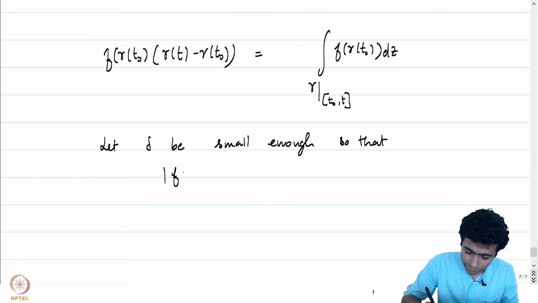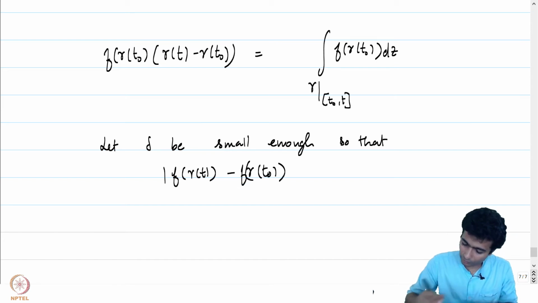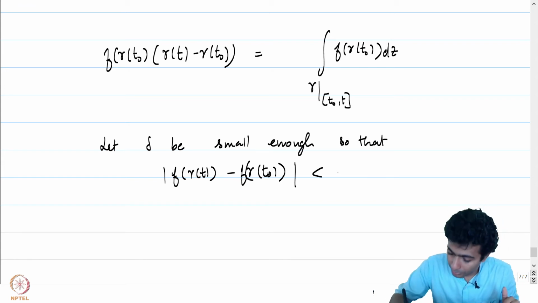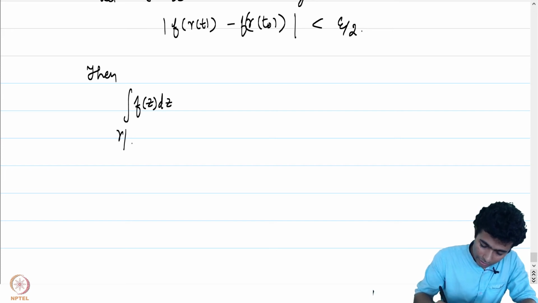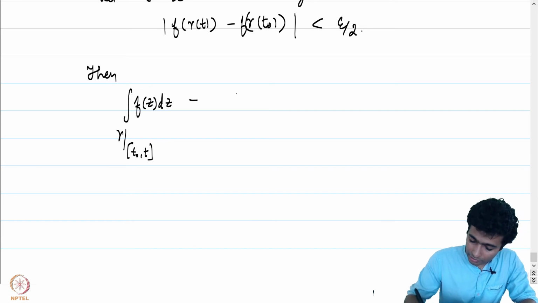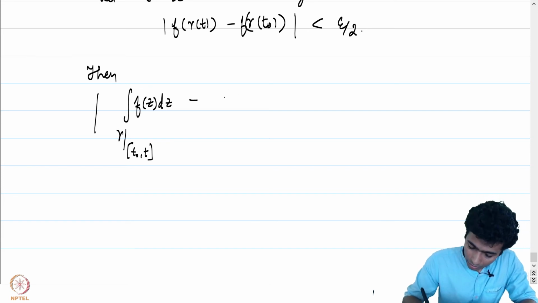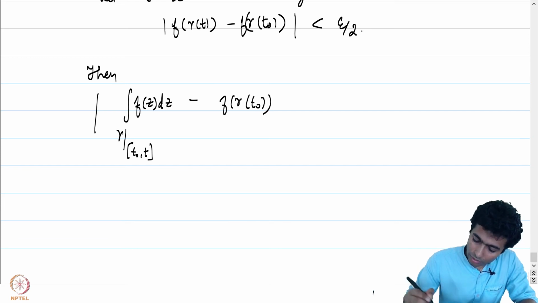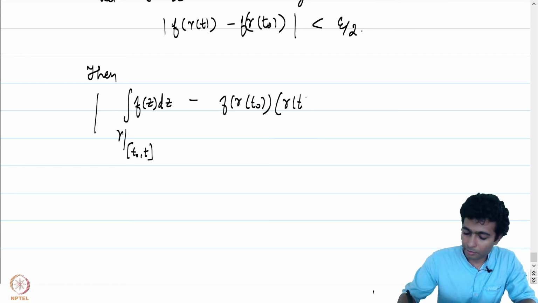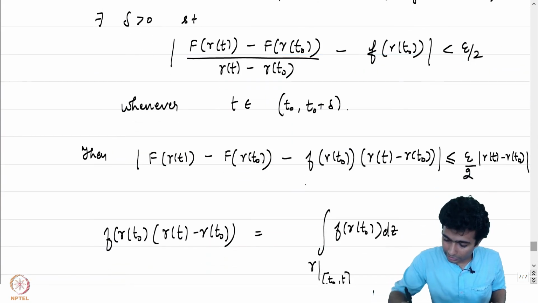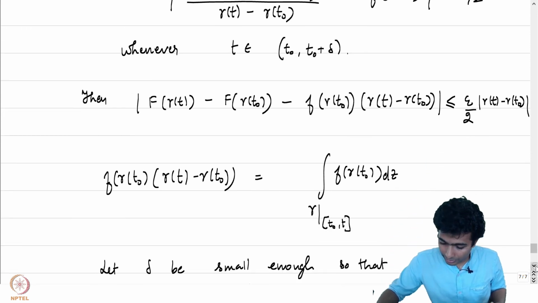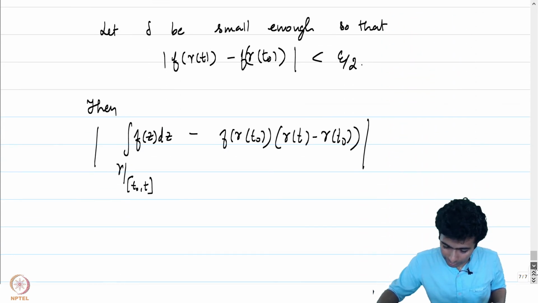the absolute value of f of gamma of t minus f of gamma of t naught is less than, say, epsilon by 2. Then what do we have? Then the integral of f of z dz over gamma restricted to t naught comma t minus the absolute value of this f of gamma of t naught times gamma of t minus gamma of t naught. If you look at this quantity, remember that the thing on the right is exactly what we have here. So we are estimating that term here, and that can be estimated in the following manner.